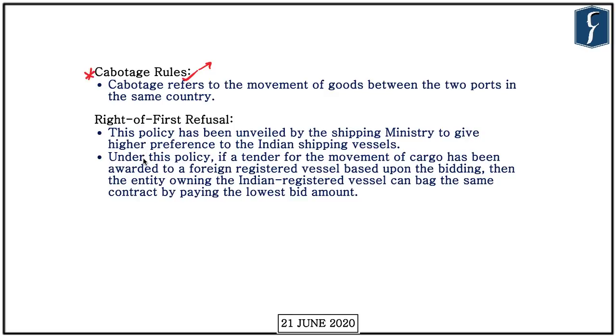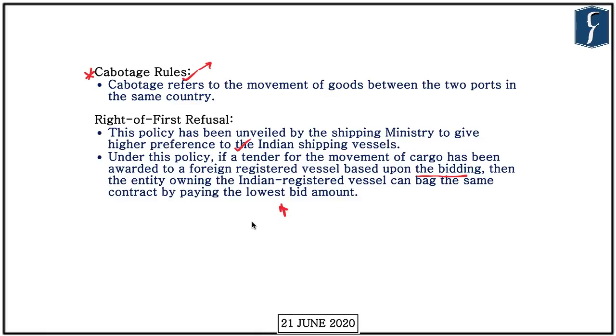And the second important term is right of first refusal. Now, this policy has been unveiled by the shipping ministry to give higher preference to Indian shipping vessels. Under this policy, if a tender for the movement of cargo has been awarded to a foreign registered vessel based on bidding, then the entity owning the Indian registered vessel can get the same contract by paying the lowest bid amount.